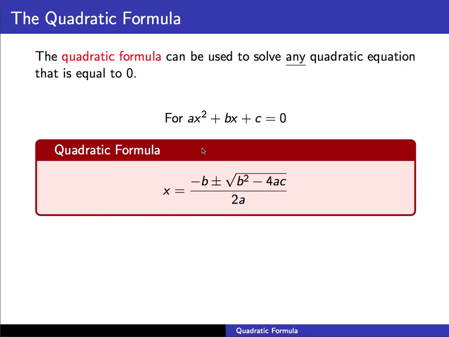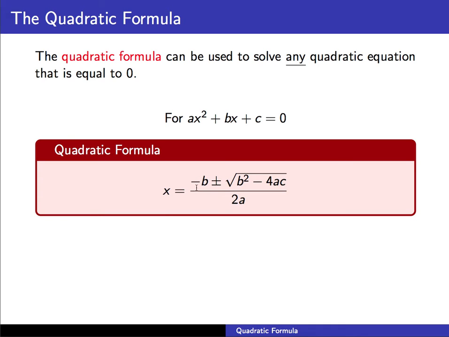So in other words, our goal is to get our equation equal to 0 first. Our coefficient for x squared is a, so the values for a here. Our coefficient for x is b, so here and here. And then c, our constant, the one that doesn't have a variable attached to it, is this value here.